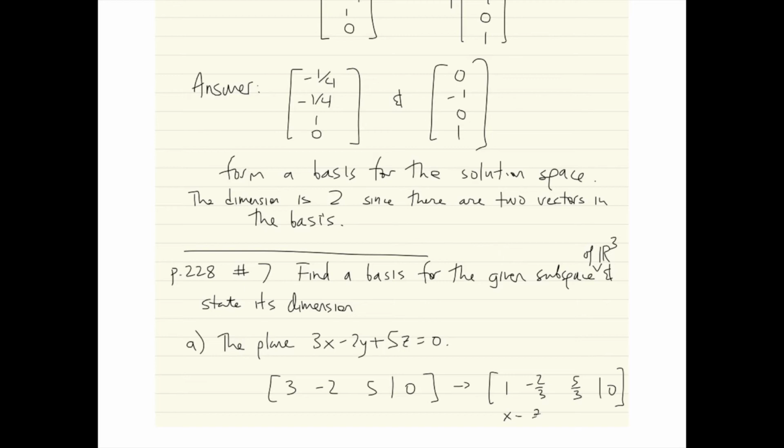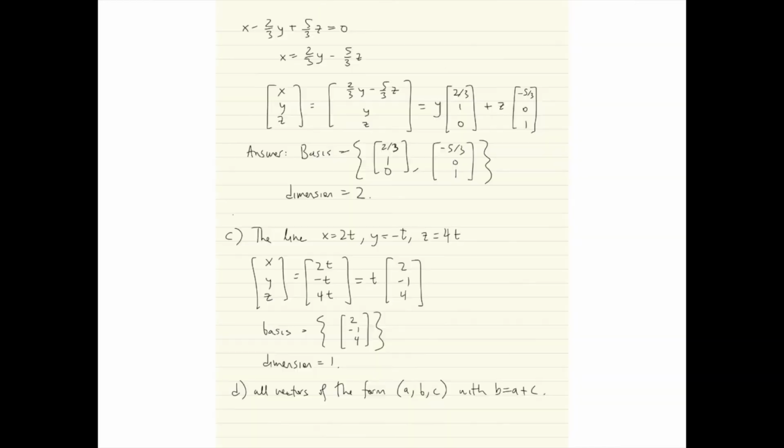x minus 2/3 y plus 5/3 z is equal to 0, and that therefore x is equal to this combination here. Y and z then are the free variables. They can be anything, and then as long as x is given by this equation, then you'll have a solution. So our solution xyz is like so, and then factor out the y and the z since they're the free variables, and we get the column vectors shown here.